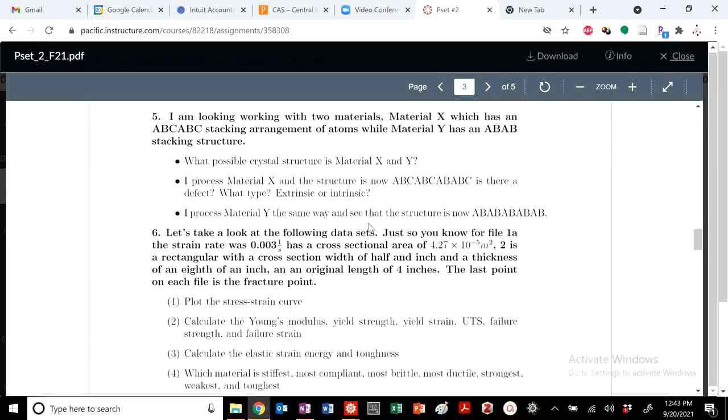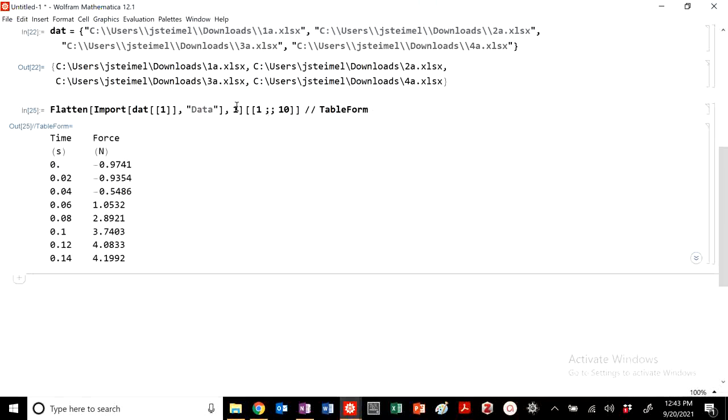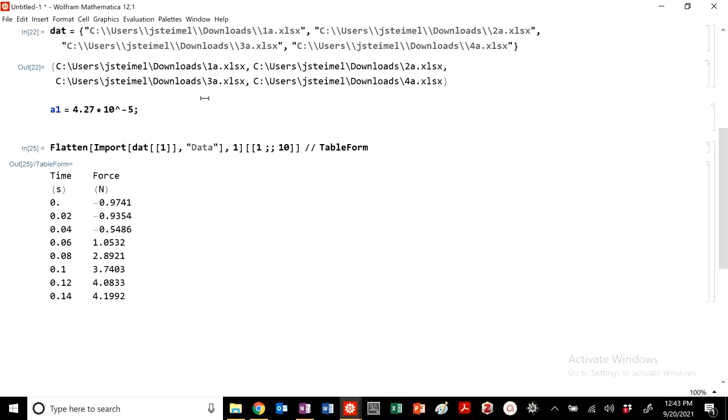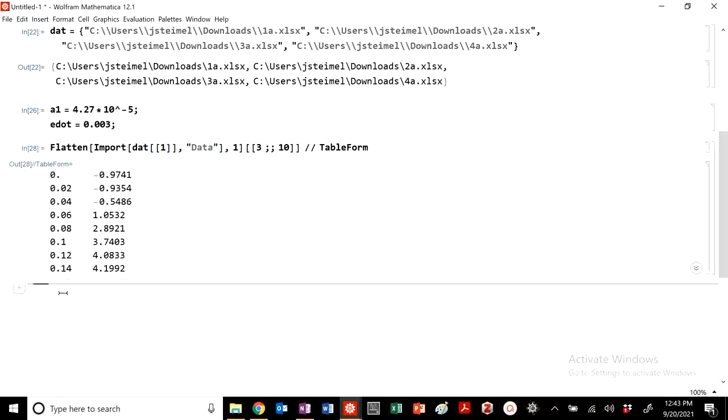So let's get to number 6. Yep, and we have a cross-sectional area of 4.27 times 10 to the minus 5. So I'm going to write that down now. A1 equals 4.27 times 10 to the minus 5. All right, got area 1, and I know that my strain rate, e dot, equals 0.003. In order to get to stress and strain, first off, I'm going to start with the third value. So again, my strain 1 is going to be equal to all of this good stuff.